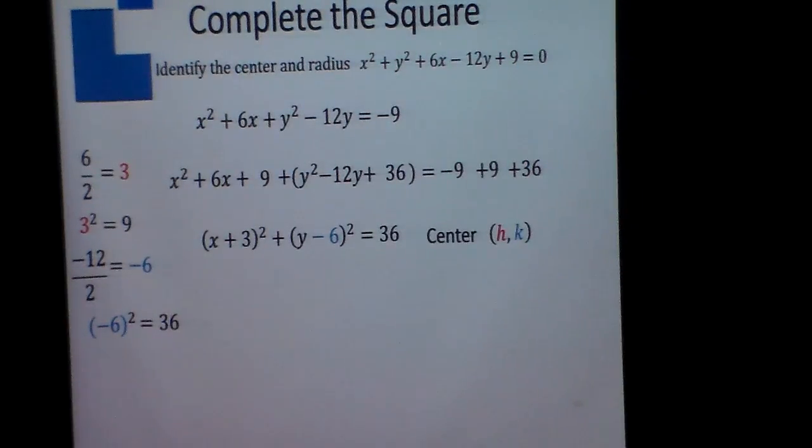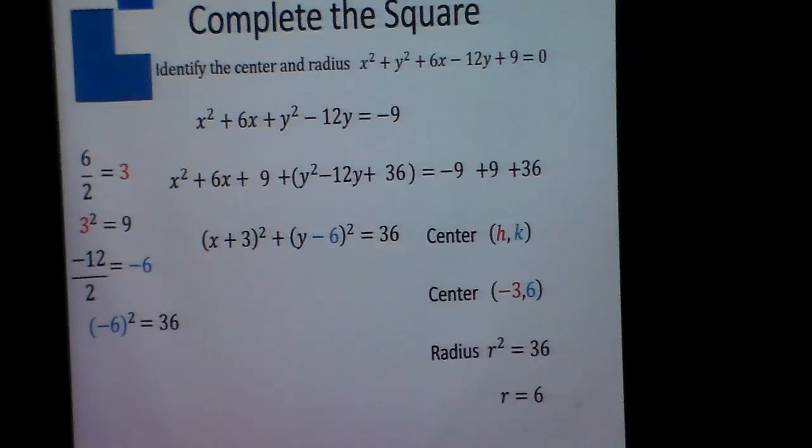So the center of the circle is at (h, k). Well, remember, these are inside liars. So if it says plus 3 here, it means it's really at what? Negative 3. And the negative 6 is really a positive 6 for the center of the circle. And to find the radius, well, if that's r squared, then all I have to do is square root it, so 6. I have found the center of the circle and the radius by completing the square.